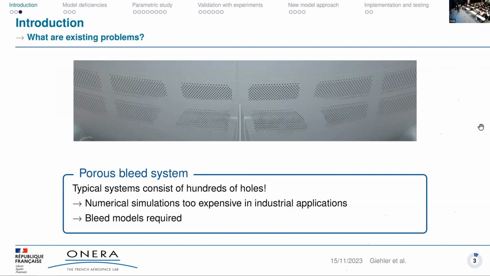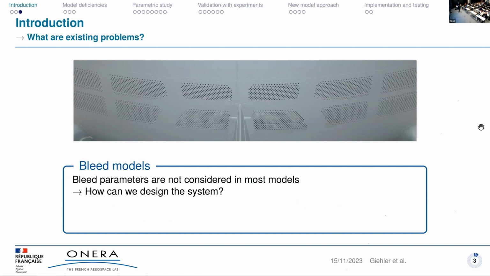The problem is now, if we really apply a porous bleed system, it consists of hundreds of holes, and one hole is in the size of the displacement thickness, so very small in comparison to the whole air intake. And it's too expensive to simulate it, even with RANS simulation. And therefore, we need models which can be applied as a boundary condition. The problem with existing models is that they often do not consider geometrical variations of the porous bleed. And now is the question, how can we design a porous bleed system if we cannot check what's the influence of the hole diameter, for example?